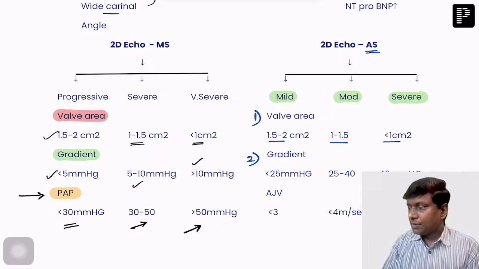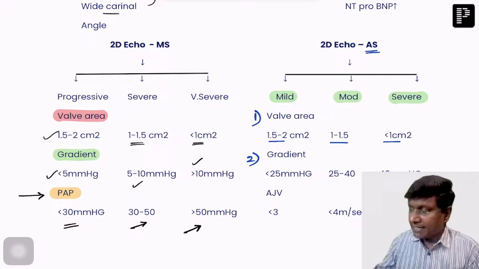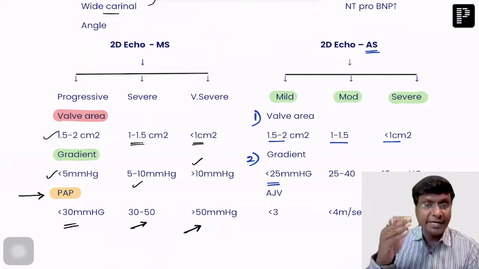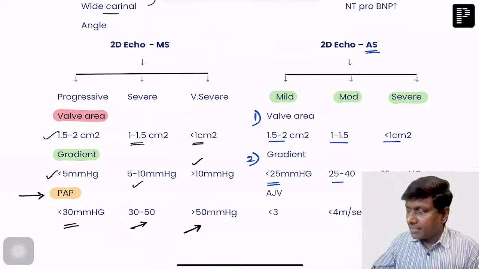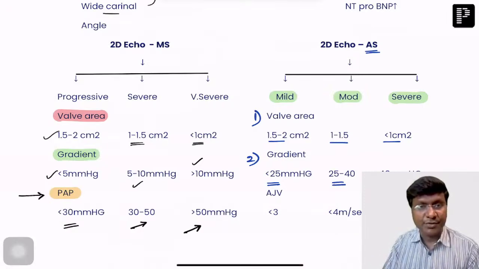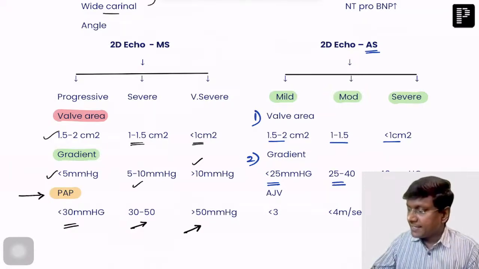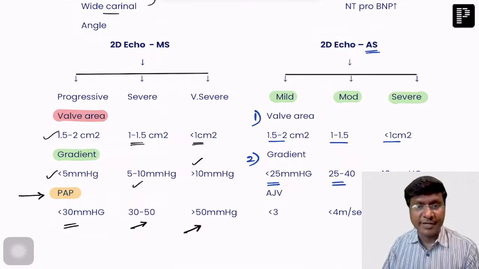Now, if you take the gradient between the LV and aorta, in mild it is less than 25 millimeters of mercury, whereas in moderate it is 25 to 40 millimeters of mercury, whereas in severe the gradient will be more than 40 millimeters of mercury.